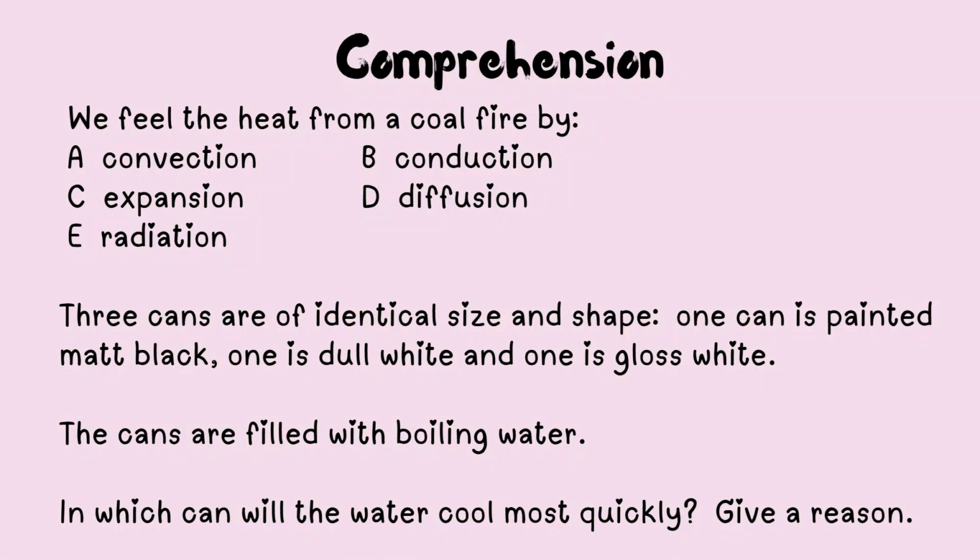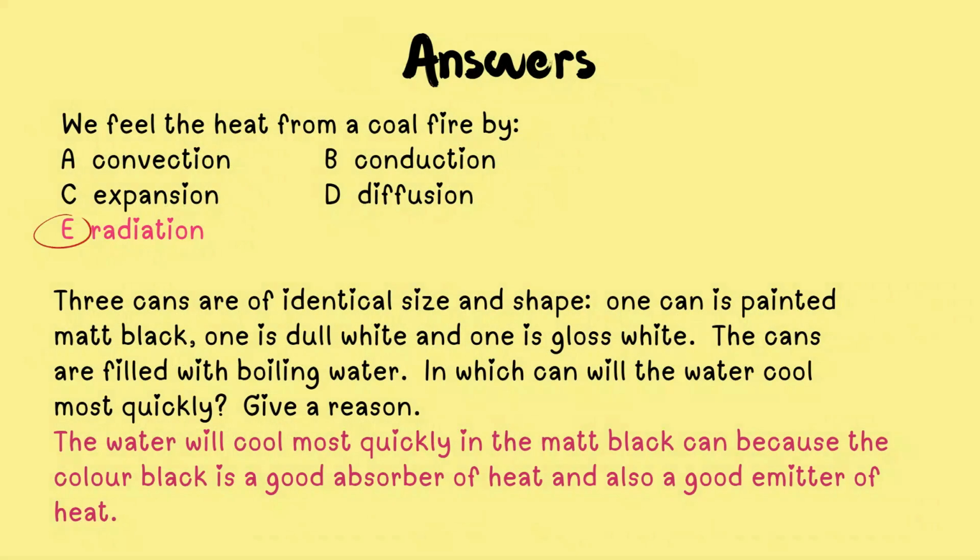We feel the heat from a coal fire by convection, conduction, expansion, diffusion, or radiation. 3 cans of identical size and shape. 1 is painted matte black, 1 is dull white, and 1 is gloss white. The cans are filled with boiling water. In which can will the water cool most quickly? Give a reason. We feel the heat from a coal fire by radiation.